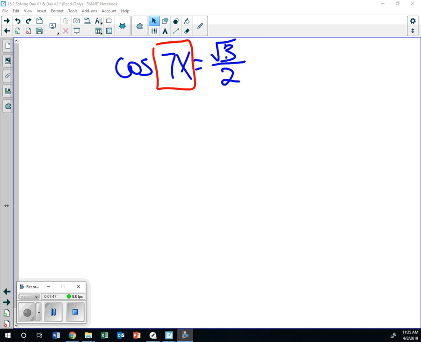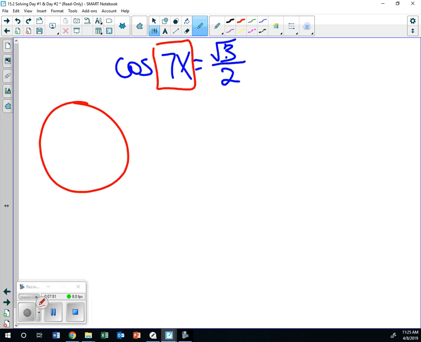All right, so you think of your circle then. Forget about the 7x for now. Cosine is like x. X is square root of 3 over 2, so it's going to be a vertical line out here. How many of you got pi over 6 and 11 pi over 6 for those two? How many of you got that? Anybody confused on how I got that?